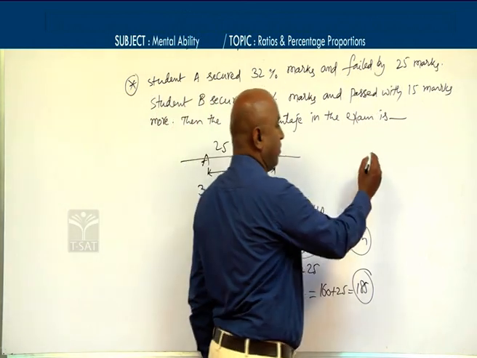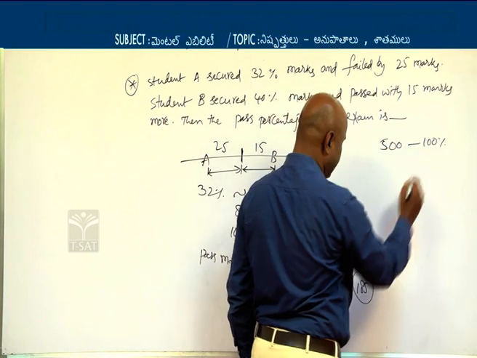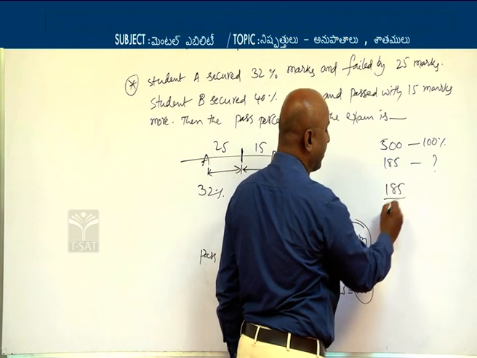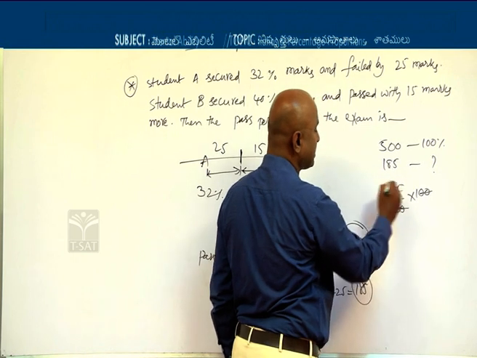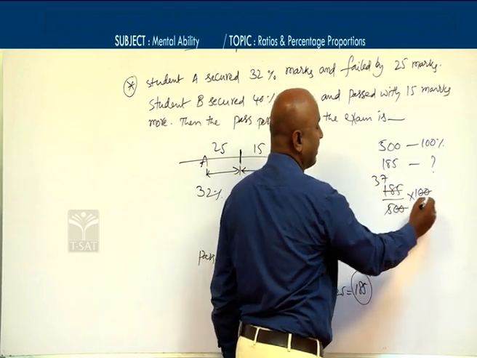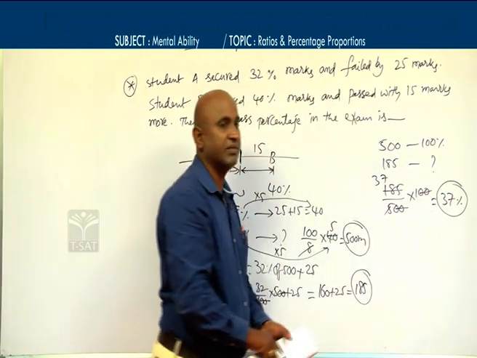If 500 is 100%, then 185 how much? 185 by 500 into 100. 5 ones, 5 threes are 15, 35, so 37. So, pass percentage is equal to 37%.